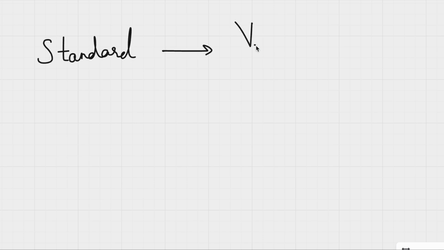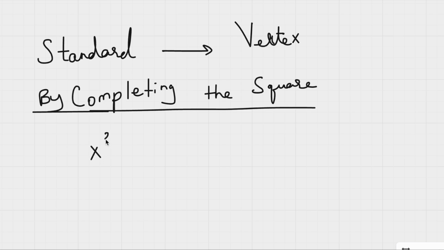Welcome back. Today we're talking about how to go from the standard form of a quadratic equation into vertex form by doing something called completing the square. Let's start with the standard form of a quadratic equation. Standard form will look something like this.